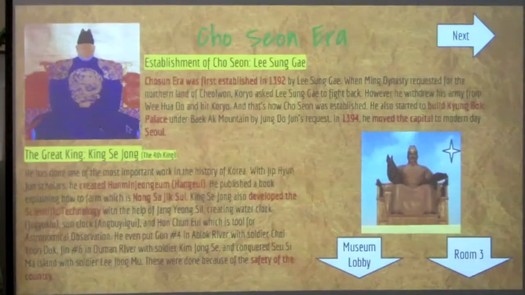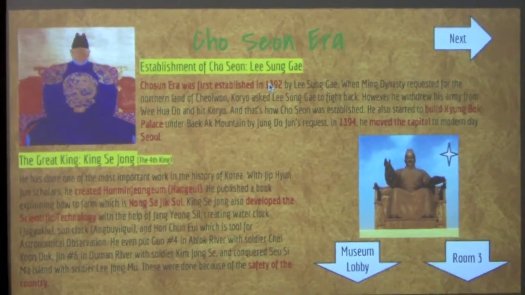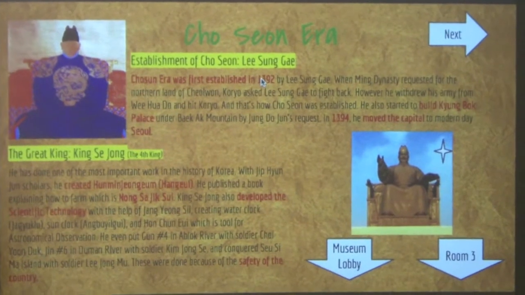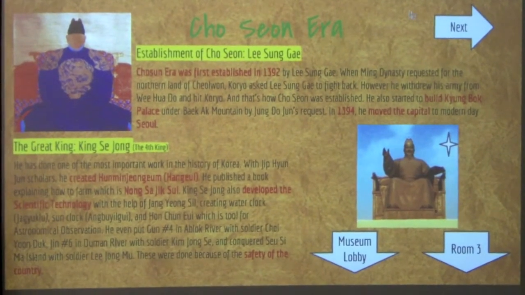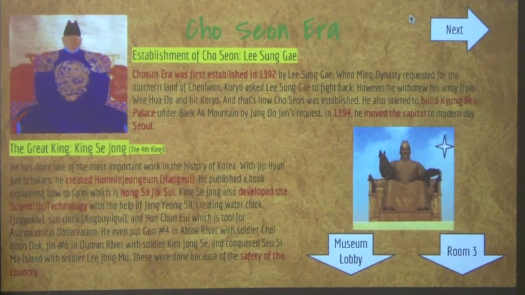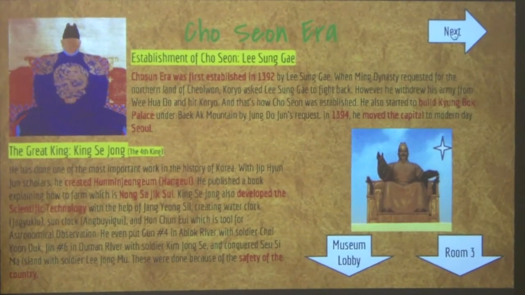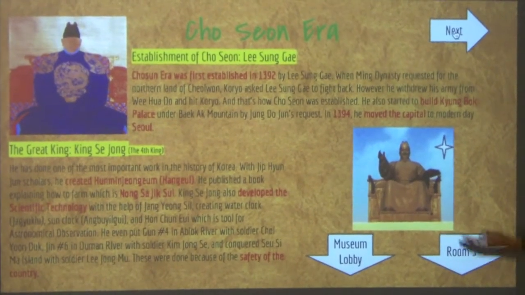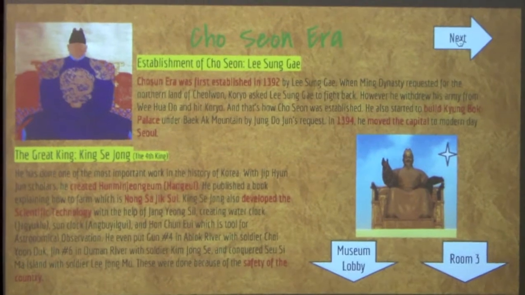Next one is the Joseon era. In the Joseon era exhibit, you can see different kings that existed, important battles, and their contributions. One of them is a very famous king, King Sejong, and what he made, Hunminjeongeum, which is Hangul.